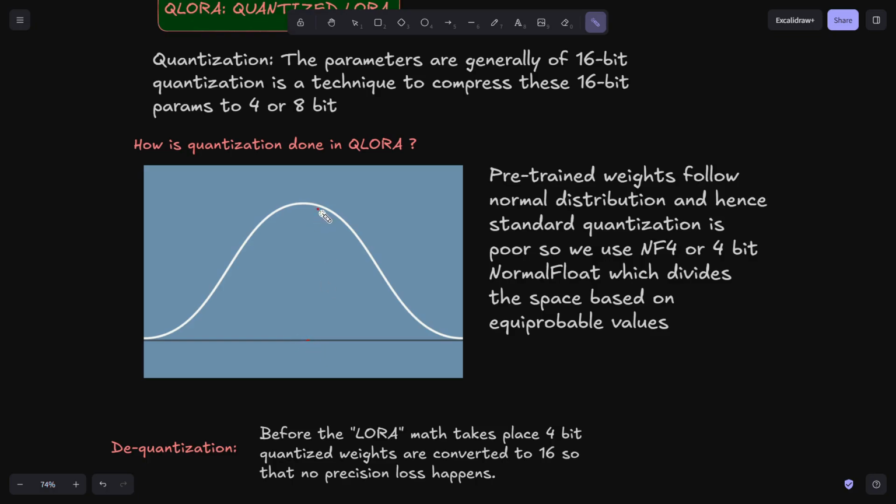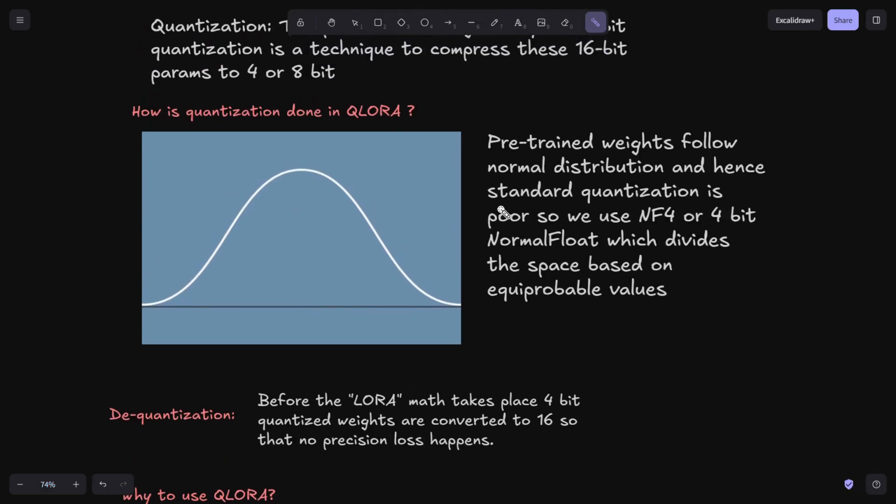So you can't just do standard quantization because it will divide on the basis of equivalued values. Okay, so it would be like, let's say 16 bits, so there will be 16 equidistant lines over here, and the precision will obviously drop. So that's why we use NF4 or 4-bit normal float, which divides this complete space into equiprobable values and not equivalued.